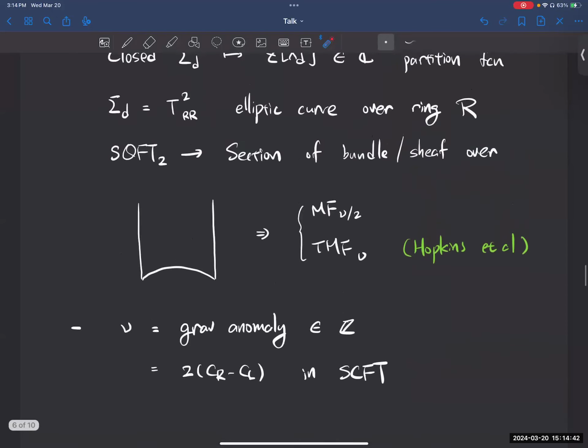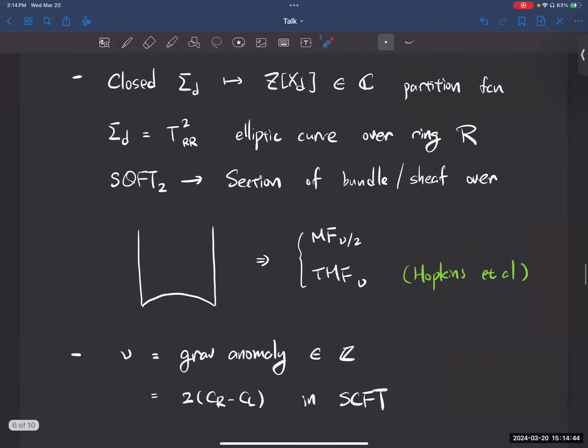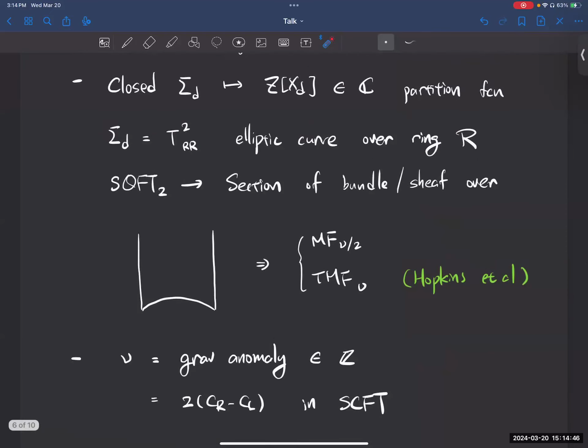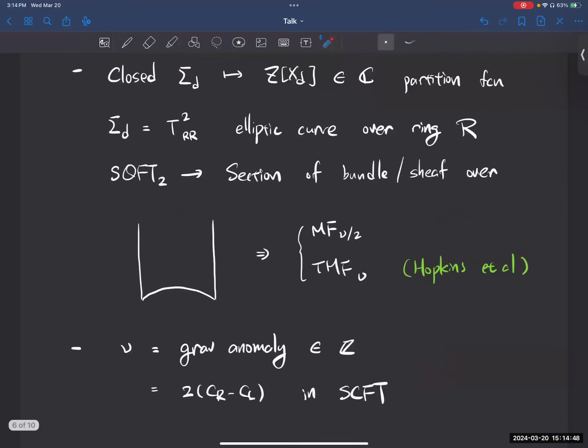And that description might sound a little abstract, but TMF is very, very closely related to MF. It's a refined version of MF. And they're related in the sense that there is a map from TMF to MF, as we'll soon see. But let me just first tell you, so you might notice that I have a little subscript here, which is nu. And so what is nu?